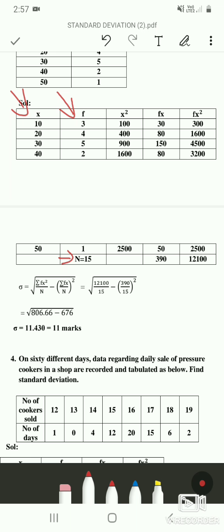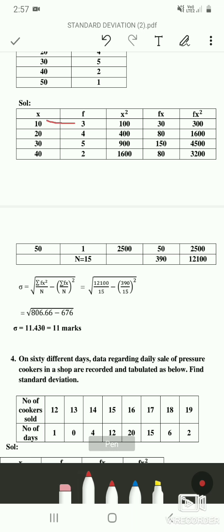Then the next step is to calculate x square, because you need it for the column fx square. So x square is you have to square each of these values: 100, 400, 900, and so on till 2500. You don't need the summation of x square. Once you calculate the x square column, the next column is fx. What is fx? It is nothing but the multiplication of the columns f and x.